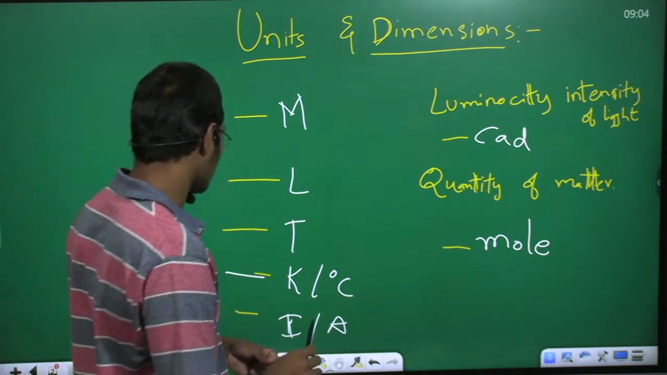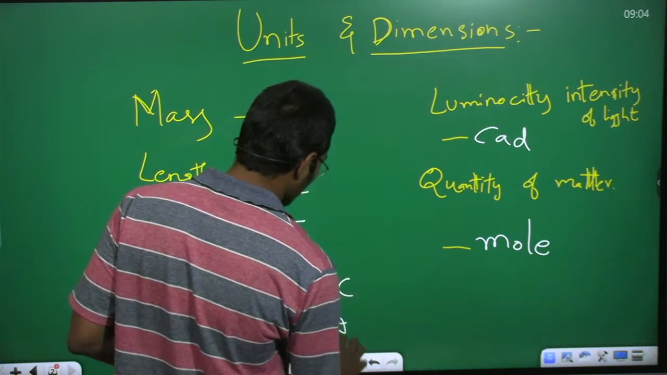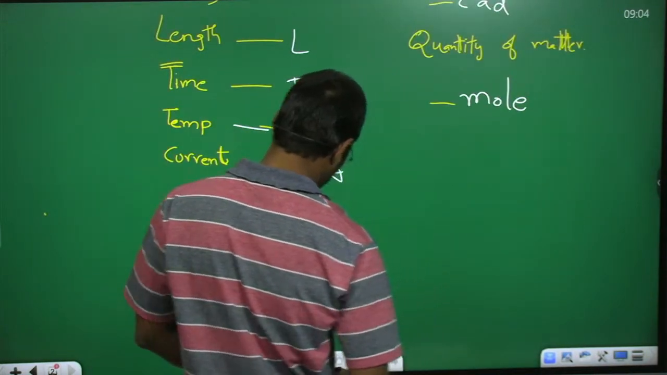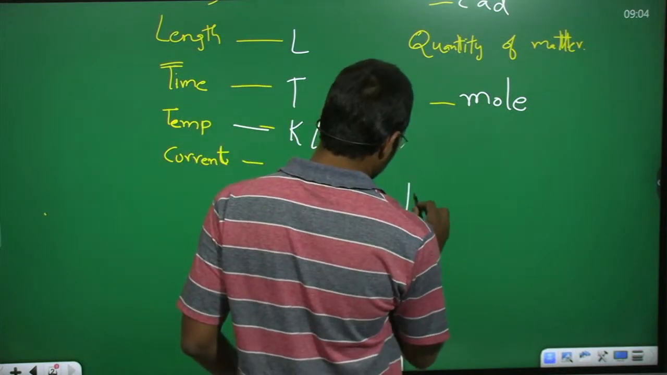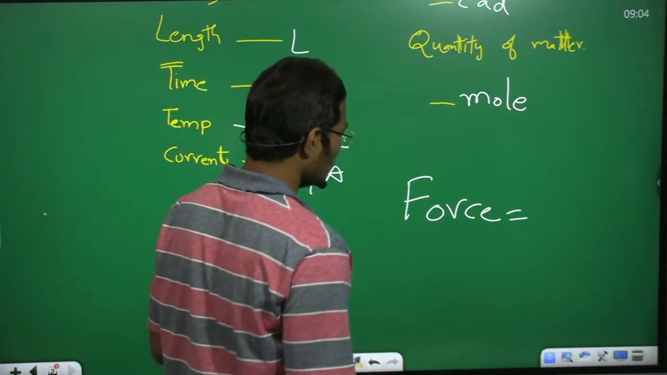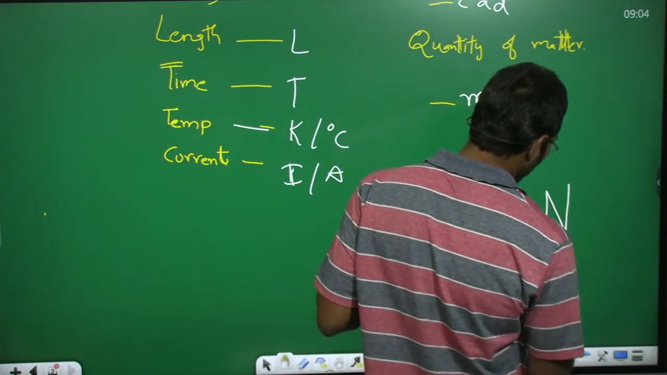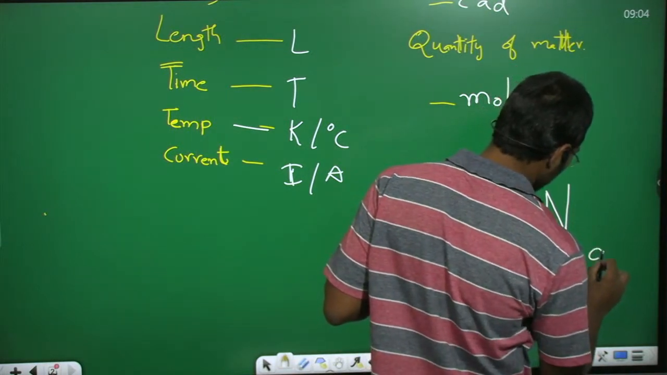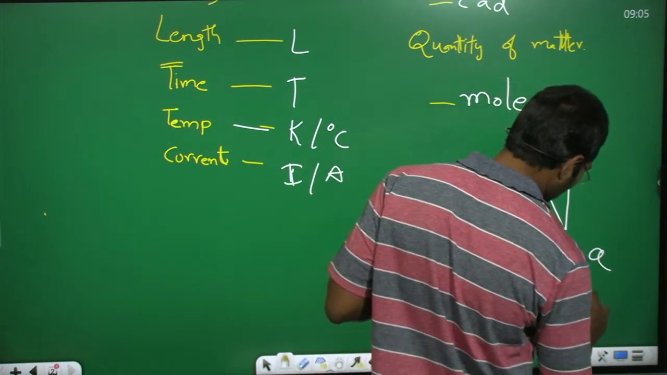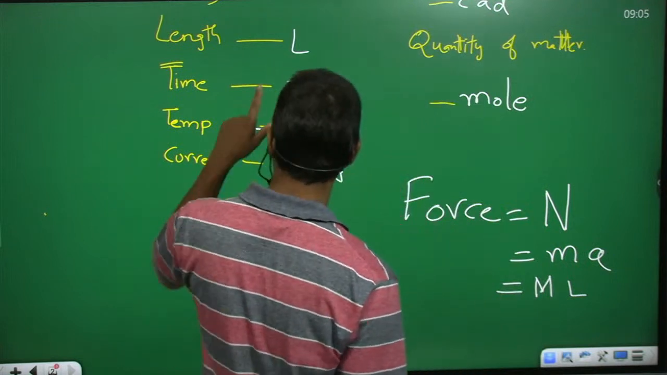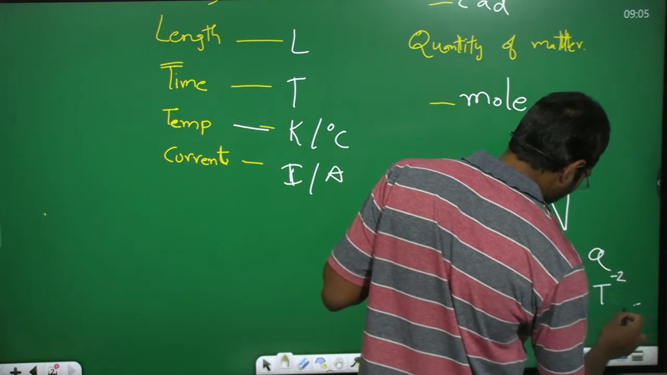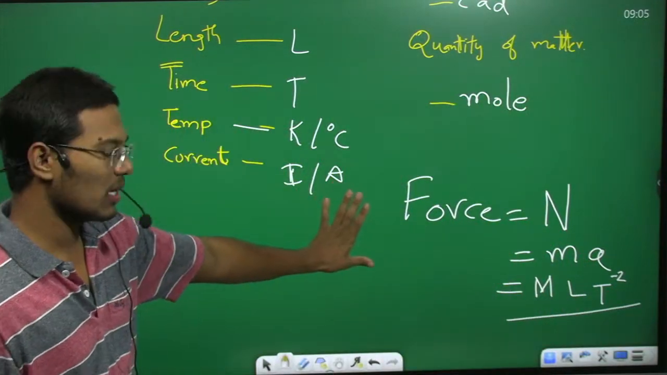If you want, let me give you an example. Let's check with a basic thing, that is force. How do you write force using these fundamental quantities? The unit of force is newtons, right? F is equal to mass times acceleration. So what is mass? M. Acceleration is meters per second square, so the unit of length L by T square. So we can write it as M L T power minus 2. This is the example, that's how we proceed.